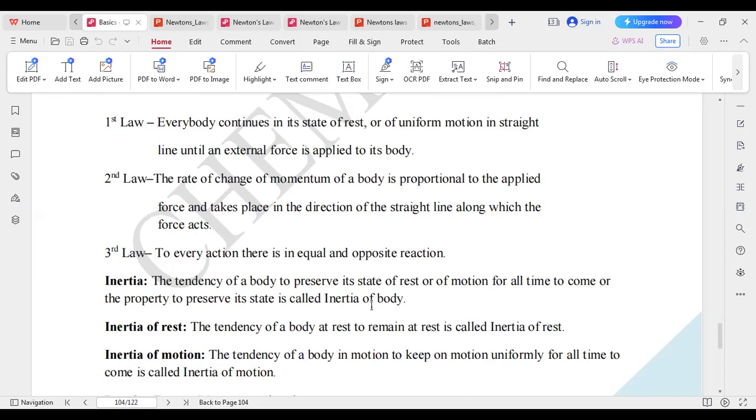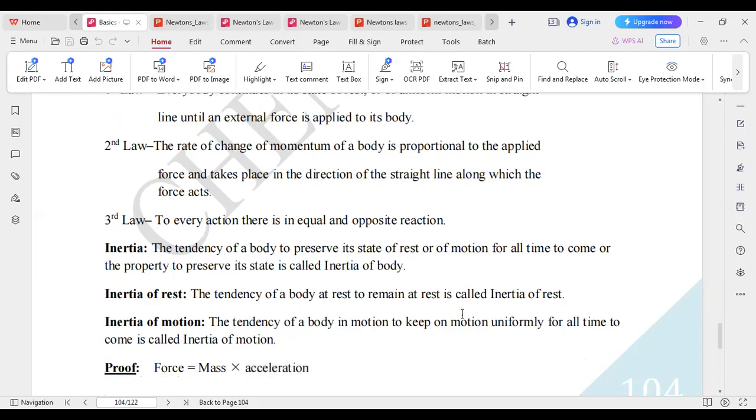There are two types of inertia: inertia of rest and inertia of motion. The tendency of a body at rest to remain at rest is called the inertia of rest. Inertia of rest, and this is the example we must know.